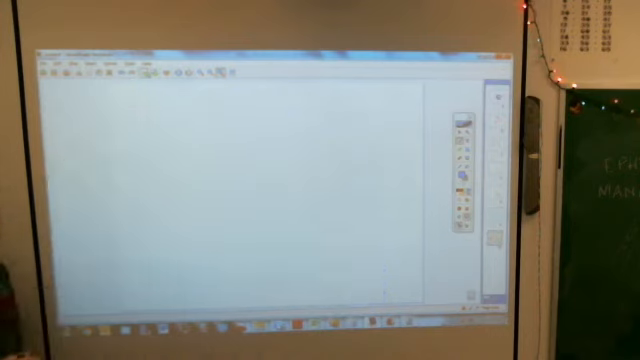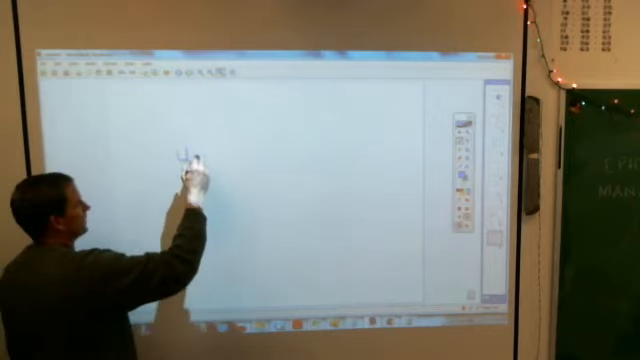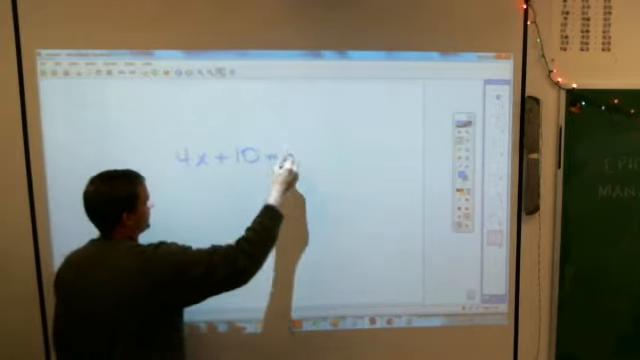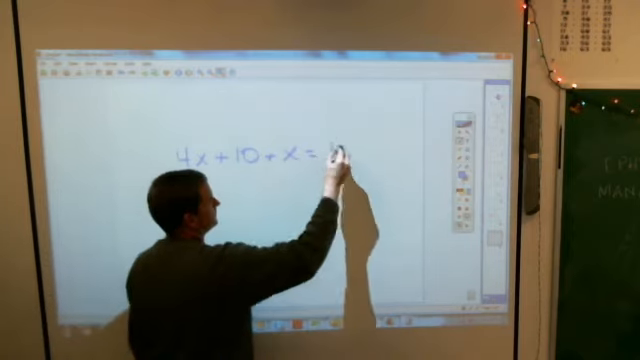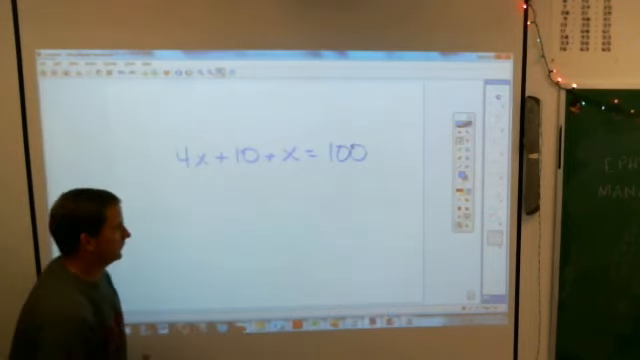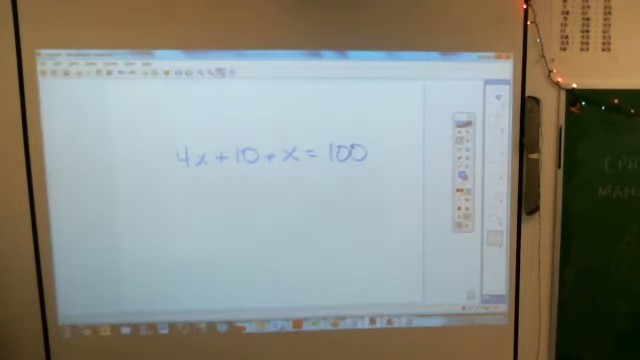One more, just for good measure. I'll let you do this one. 4x plus 10 plus x equals 100. Tell me when you get your answer.